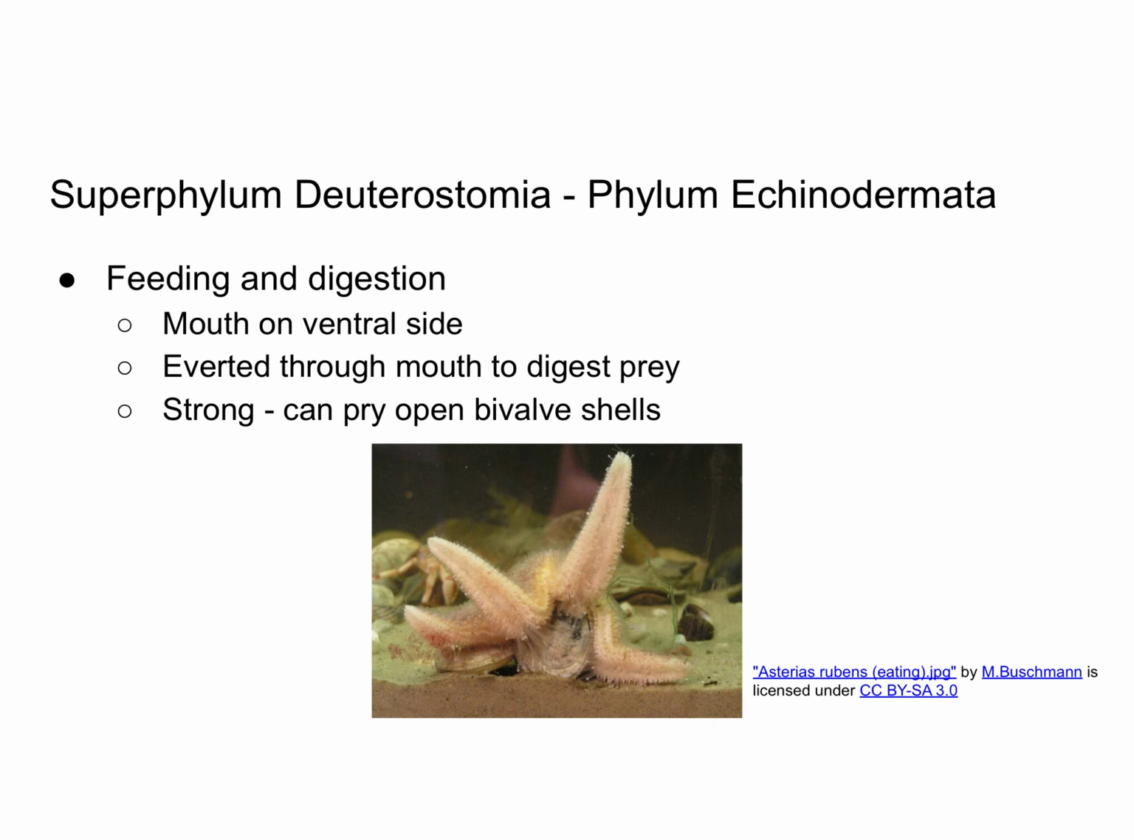They also have an interesting way of feeding. The mouth is on the ventral side, or the side that is typically facing down or towards the substrate. And what they do, they can actually take their stomach and pull it out of their mouth to grab onto prey. And they digest the prey with their stomach outside of their body, and then they can pull their stomach back in and absorb the nutrients. So this is actually a sea star here, and it's feeding on a bivalve of some sort.